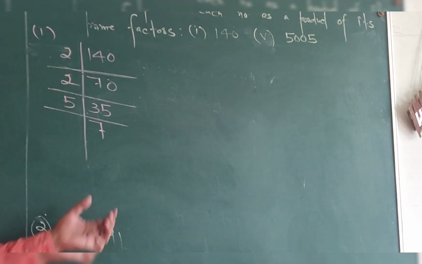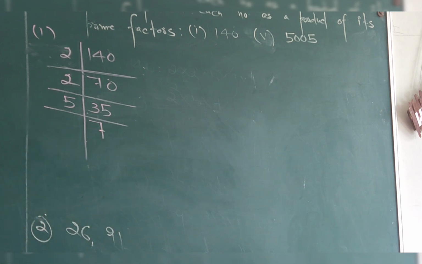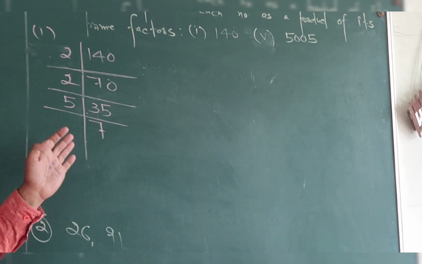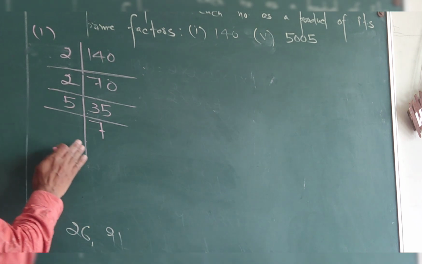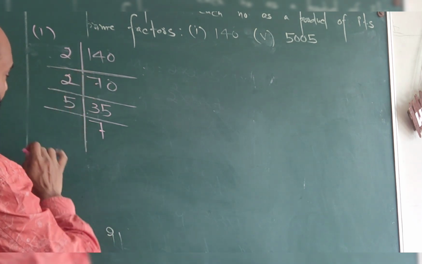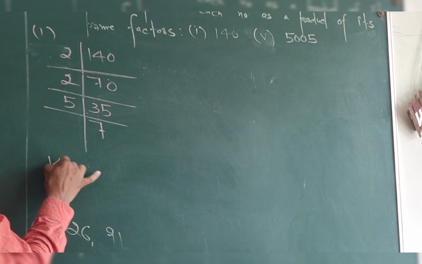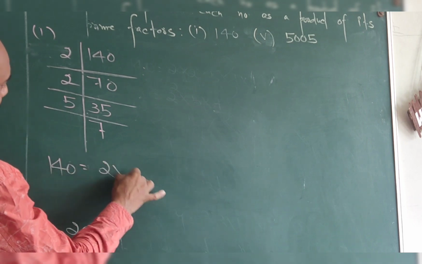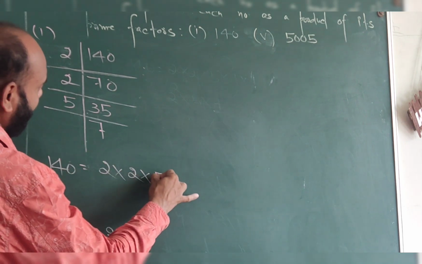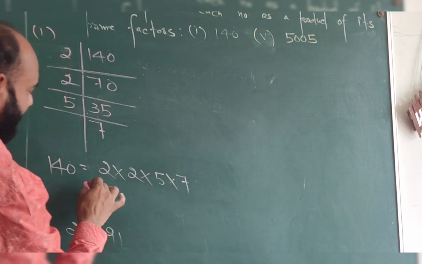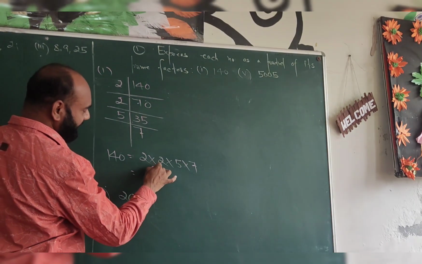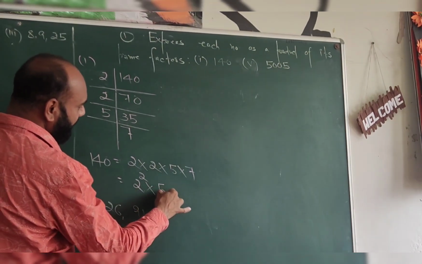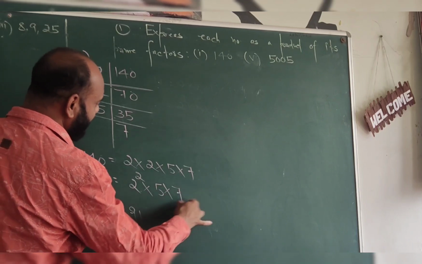Next, 7 is a prime number and it is not divisible by any other number, because prime numbers are those numbers which have exactly two factors, the given number and 1. So these are the only prime factors of 140, and it can be written in the form 2 multiplied by 2 multiplied by 5 multiplied by 7, or it can be written in the form 2 power 2 multiplied by 5 multiplied by 7.